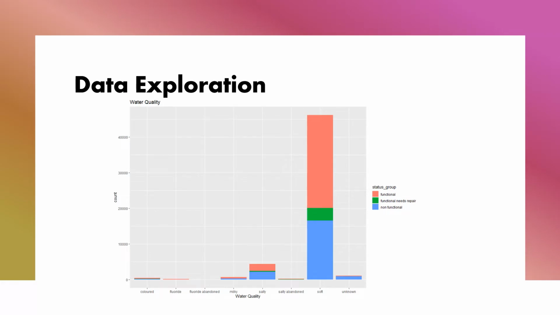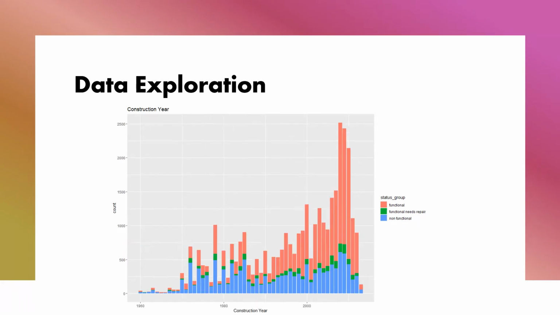So here is our water quality, and a vast majority of the pumps have a soft water quality, and very few had fluoride or abandoned. Really, any of them had very low counts in comparison to soft, so this can cause some distribution issues in our probabilities. That is okay, because this classifier is good at handling things like this.